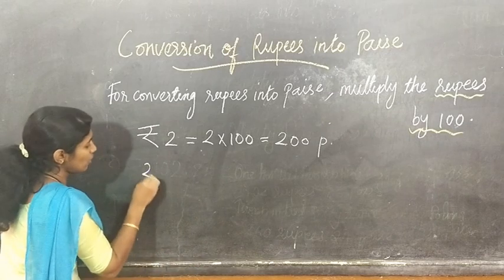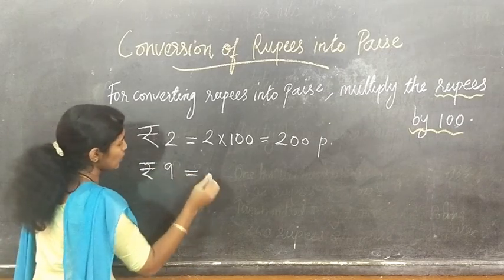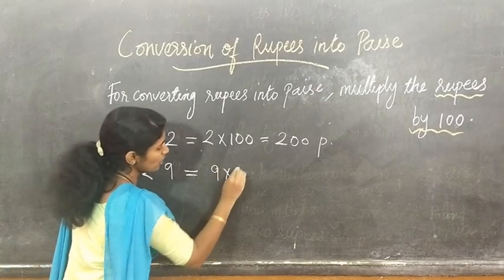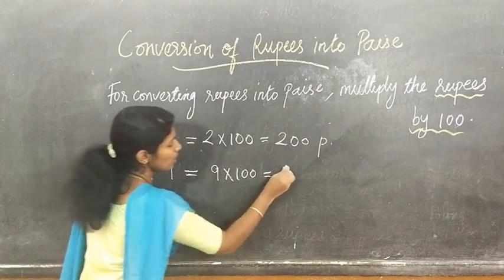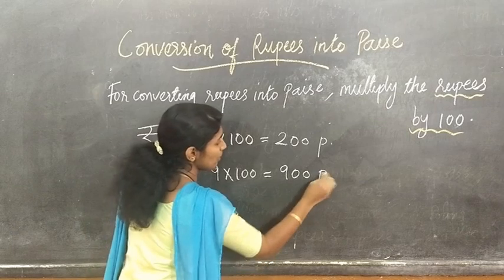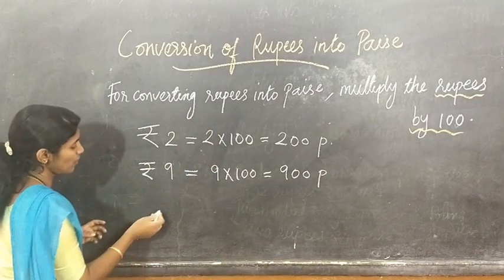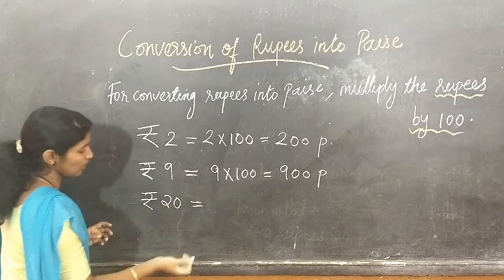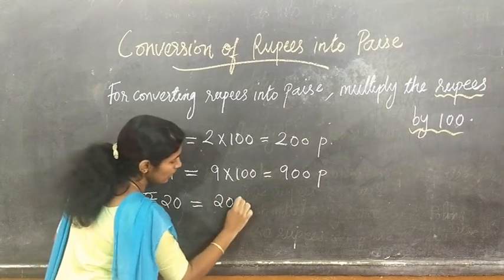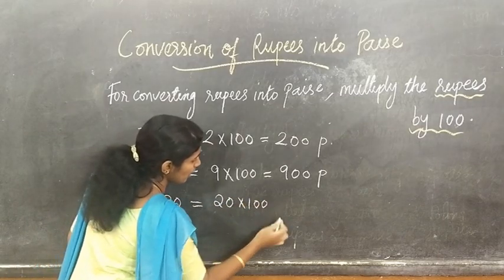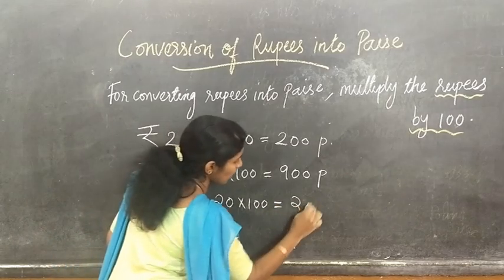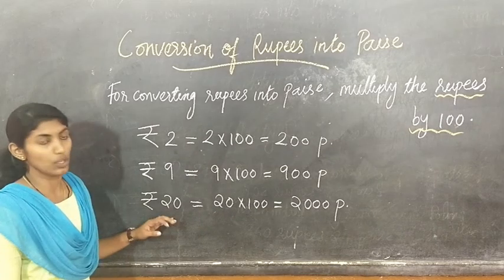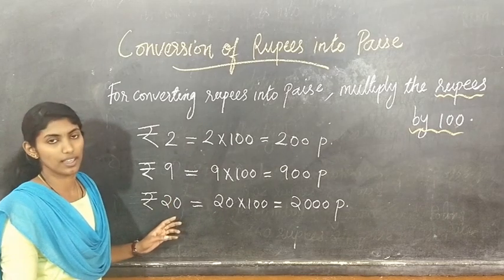Then rupees 9. You have to convert rupees 9 into paise. That is 9 into 100 equal to 900 paise. Then you have to convert rupees 20 into paise. For that, 20 into 100, that is equal to 2000 paise. That is rupees 20 equal to 2000 paise.